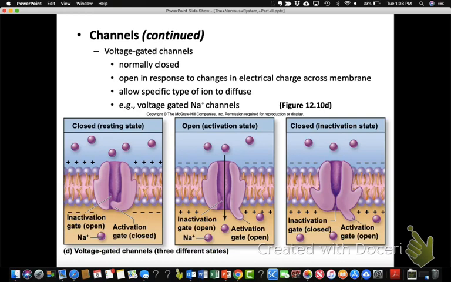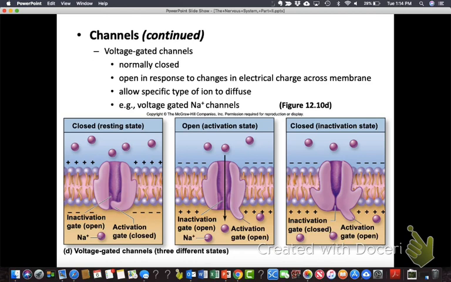And here you see the voltage gate for sodium. Sodium's a little bit different because it actually has 2 different kinds of gates, an inactivation gate and an activation gate. The only time that sodium can flow through this gate is if both gates are open. So when you stimulate the sodium voltage gate, all the gates open and sodium flows. When it closes, initially it's the inactivation gate that closes, and then after that the activation gate will close and the inactivation gate will reopen.